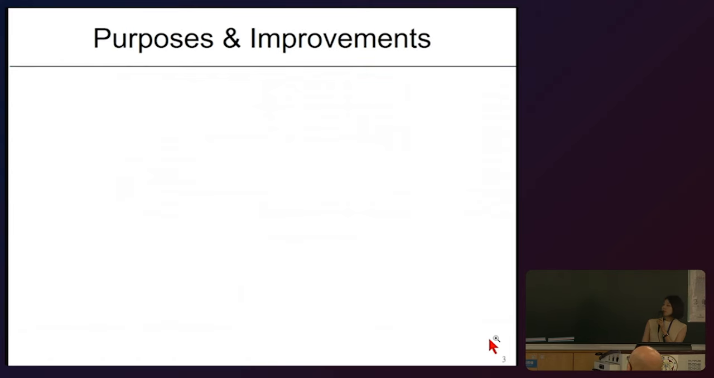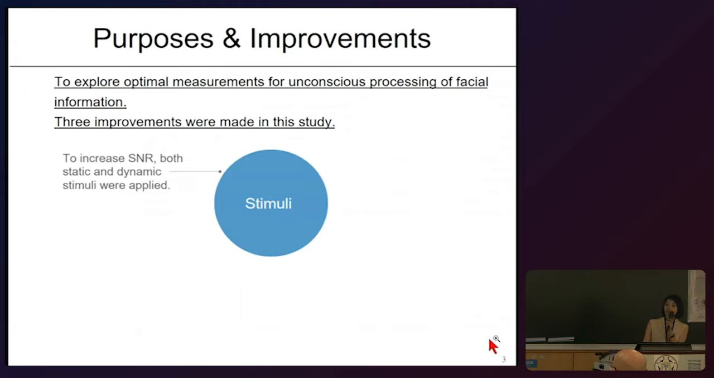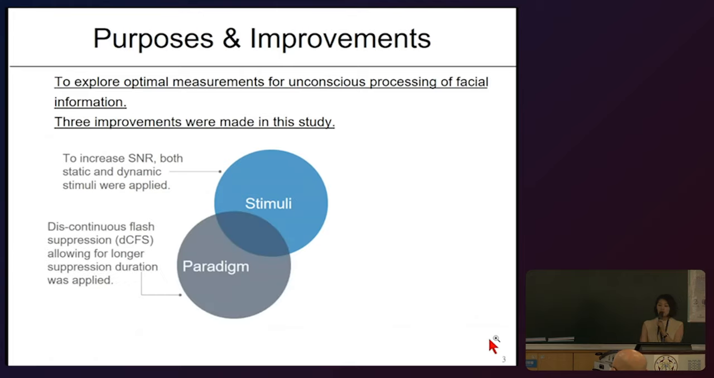So the primary purpose of this study is to explore optimal measurements for unconscious processing of facial information, and to achieve this, three improvements were made. First, to increase signal-to-noise ratio, instead of commonly used static stimuli, we also use dynamic stimuli, which are presumably more informative. Second, apart from using the standard BCFS paradigm, here we use the discontinuous flash suppression paradigm, which allows for longer suppression duration. I'll talk about more details later.